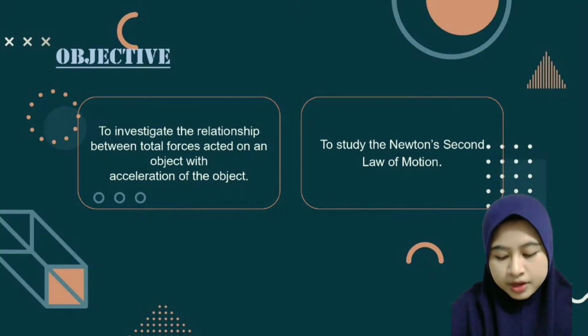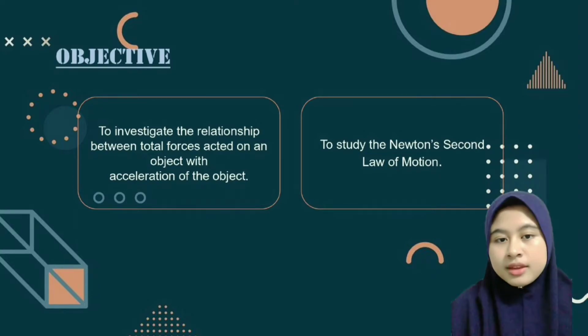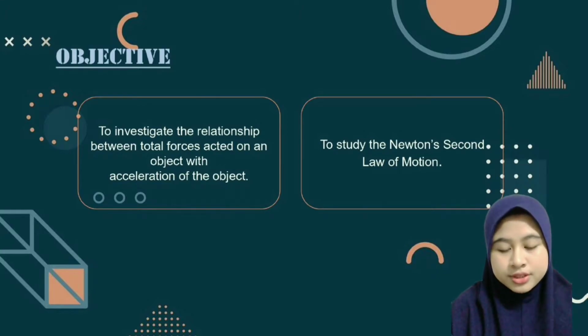So the objective question number 1 is to investigate the relationship between total force acting on an object with the acceleration of the object. And the second objective is to study Newton's second law of motion.